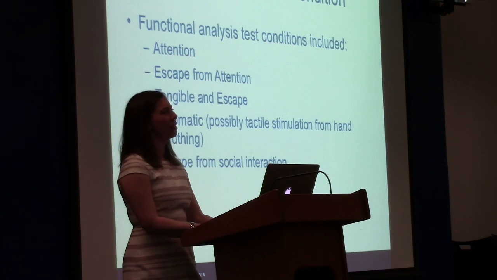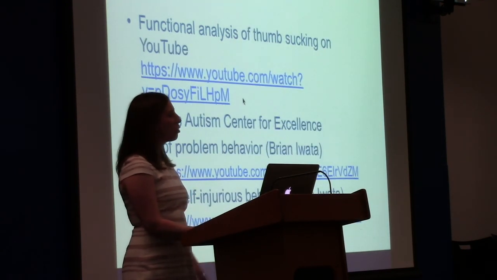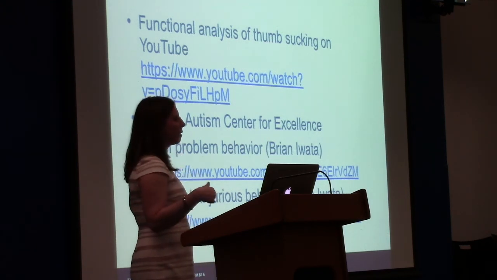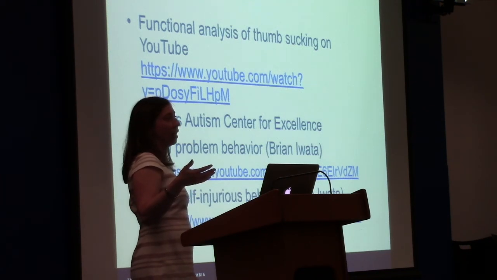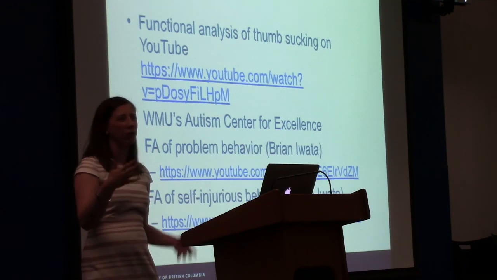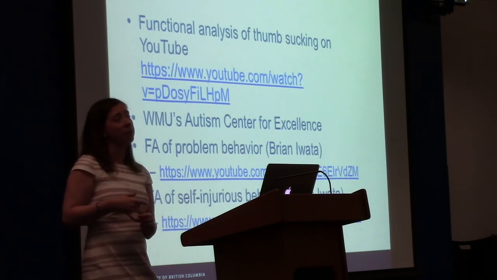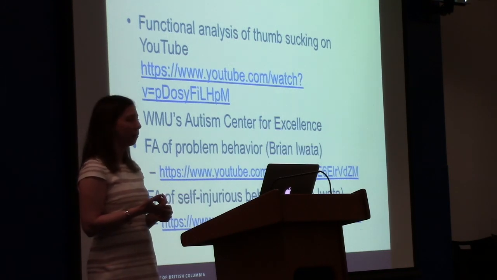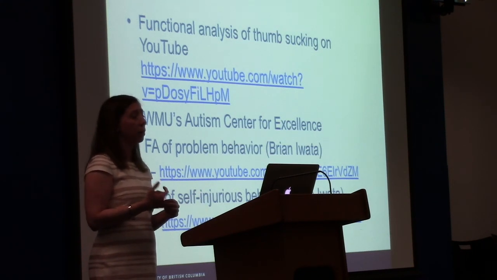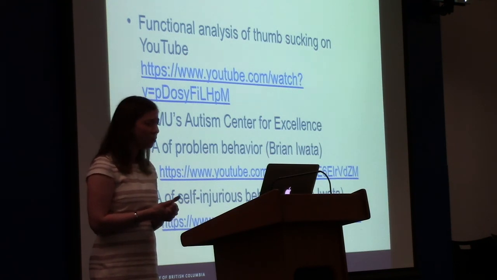If any of you are interested in additional resources, there are a couple I thought I'd tell you about. One that's really neat is a YouTube video of a functional analysis of thumb sucking. One of the reasons I think it's really neat is because it's a duration-based behavior. They have the whole functional analysis, so you can practice collecting data and see what one looks like for thumb sucking. It's not perfect, but it is a pretty good example. And it's a behavior that is not very dangerous, although breaking thumb sucking is certainly a goal for some children. So you might take a look at that.